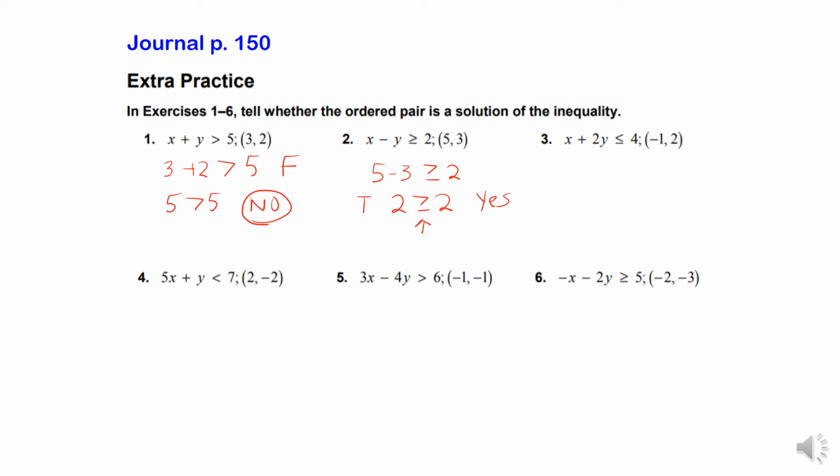Okay, so I'm going to give you a couple minutes to solve each of those on your own. You just need to push pause, and then I will put the answers up. Okay, so check your answers and see how you did. Go back and check your work if you got it wrong.